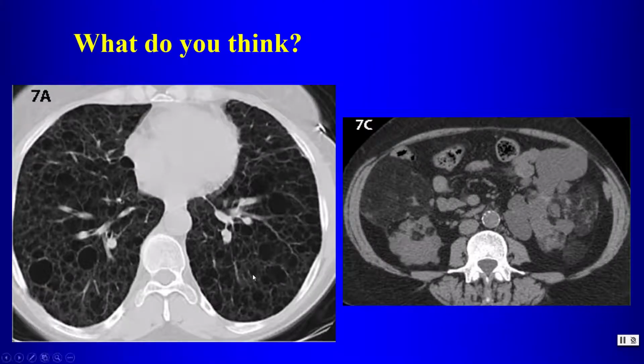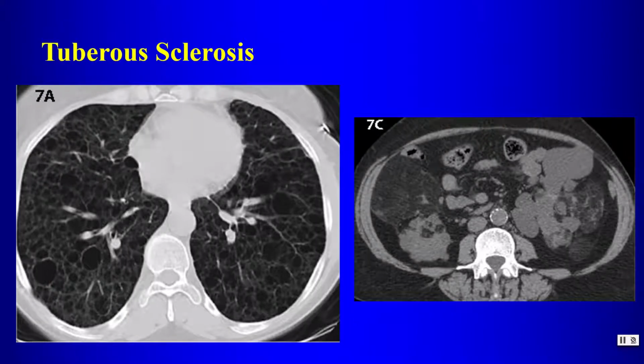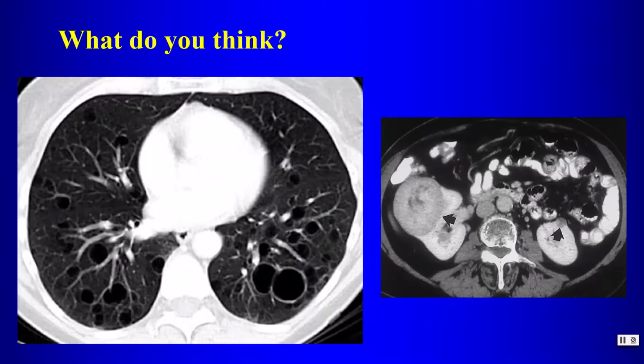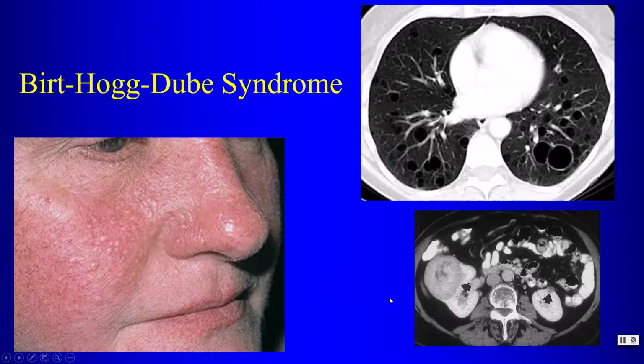Here's somebody with cystic lung disease, but also has this strange lesion in the kidney. So that, of course, is an angiomyolipoma, or an AML. So in this case, we would be thinking about tuberous sclerosis. And here's a patient who has cystic lesions in the lung with these solid renal masses. So this patient has renal cancer associated with this cystic lung disease. So this is a patient with Birt-Hogg-Dubé syndrome.